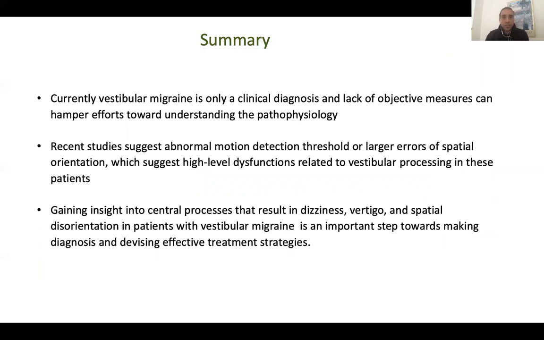currently vestibular migraine is only a clinical diagnosis, and lack of objective measures can hamper efforts towards understanding its pathophysiology. Recent studies suggest abnormal motion detection thresholds or larger errors of spatial orientation, which show high-level dysfunction related to vestibular processing in these patients. Gaining insights into central processes that result in dizziness, vertigo, and spatial disorientation in these patients is an important step toward making diagnosis and effective treatment strategies.